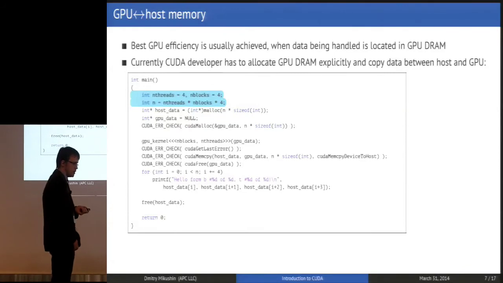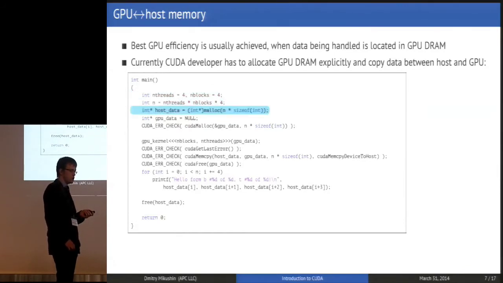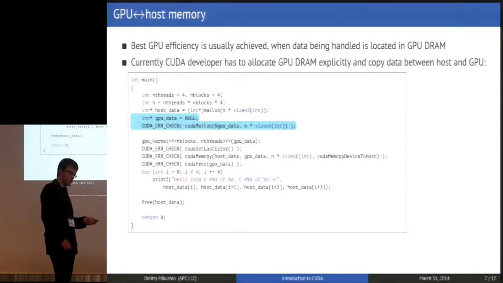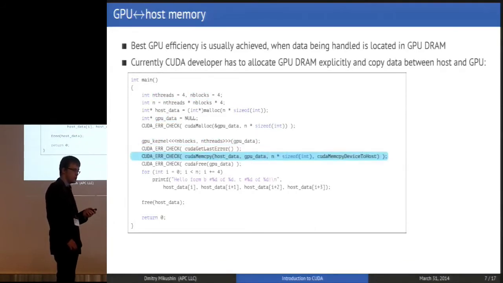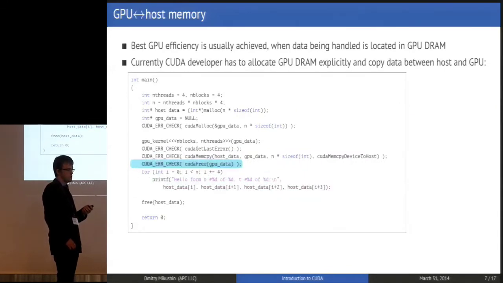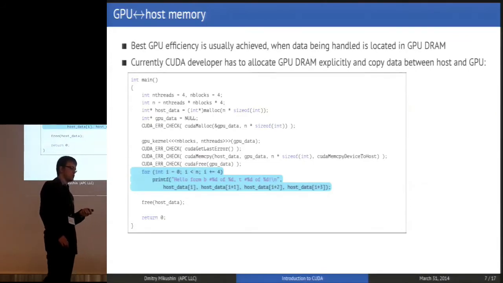we have a program here which specifies the number of threads and number of blocks. We allocate the CPU memory buffer, we allocate the GPU memory buffer, and we call the kernel, which fills the GPU data array with some output data. And after the kernel finishes, we copy back the GPU data to the host data to be able to read it from CPU. And then free GPU memory and read the data that has been written on GPU side.